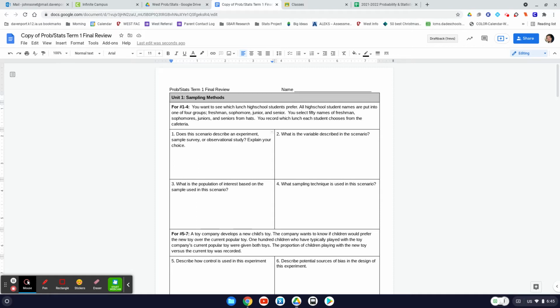Explain your choice. So since we're not breaking them into 2 groups and comparing one group to the other, it's not an experiment. And since we're not just asking a set of questions, it's not a sample survey, so it has to be an observational study. Because they're just watching.